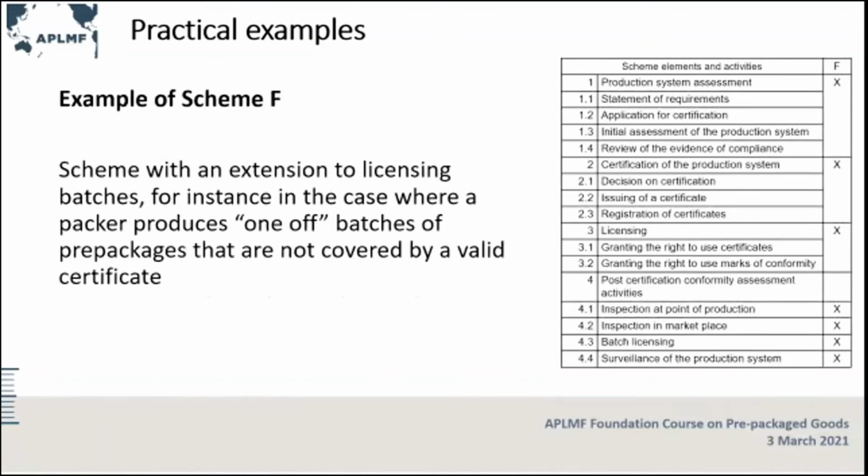For the scheme F, it will be covering all the scheme with an extension to licensing batch. For example, in the case where a packer produces one or more batches of prepackaged products that are not covered by a valid certificate. So this is just different in how the licensing, how the granting of the right to use the certificate and the use of the conformity mark, and also doing the batch licensing, is covered under the scheme of the certification of the prepackaged itself.